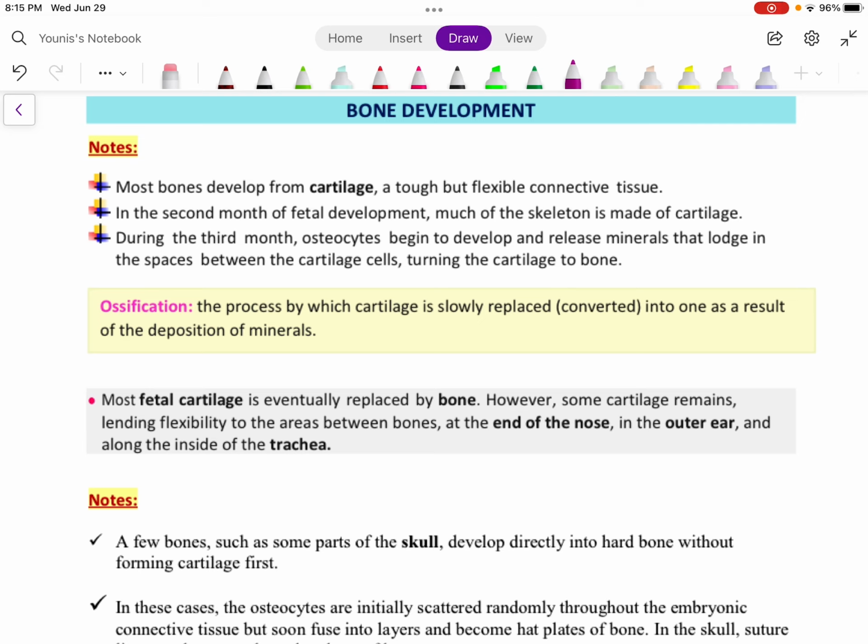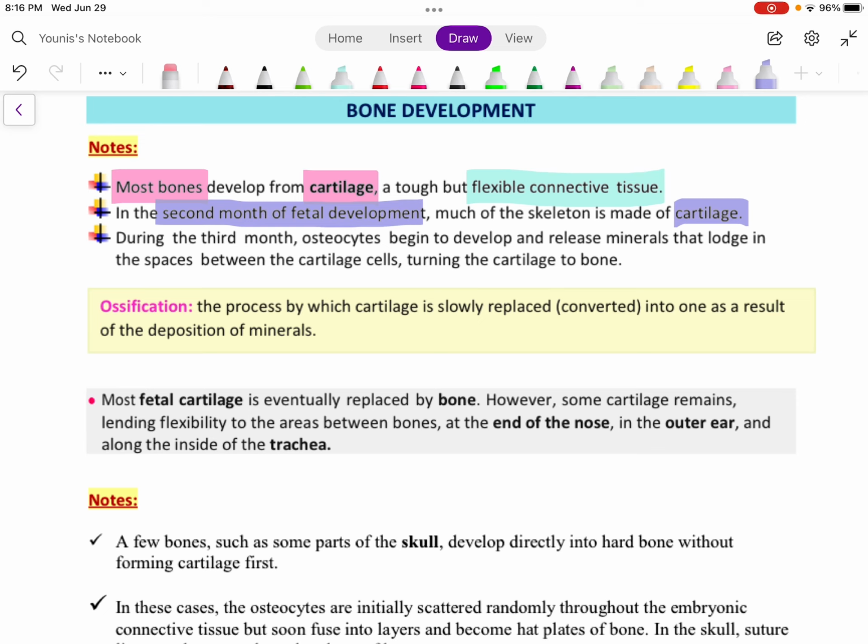We must recall that most of our bones were cartilage at first during the embryonic development. Okay? And cartilage is a tough, flexible connective tissue. It is more flexible than the bone. When do bones start to develop or to grow? In the second month of fetal development, much of the skeleton is cartilage. It's not bone, it's mostly cartilage, the skeletal system.